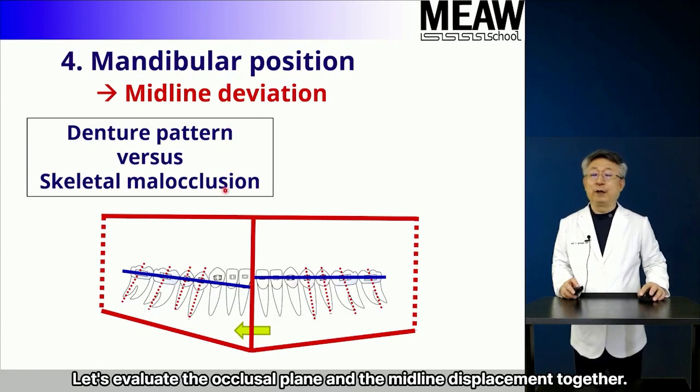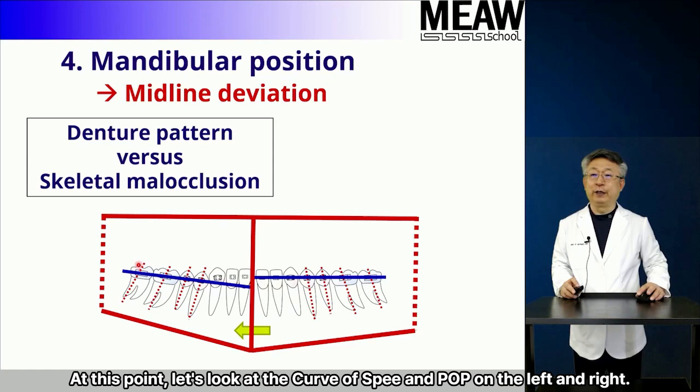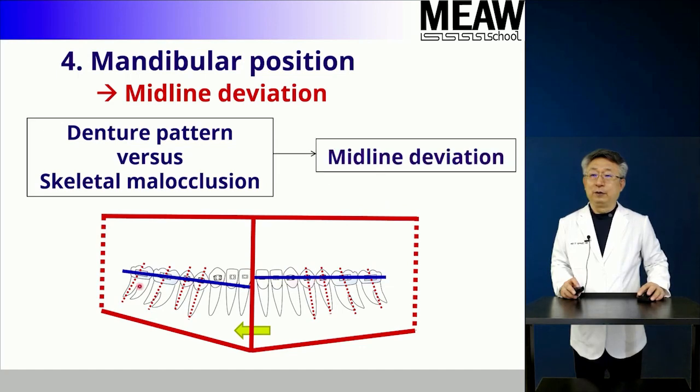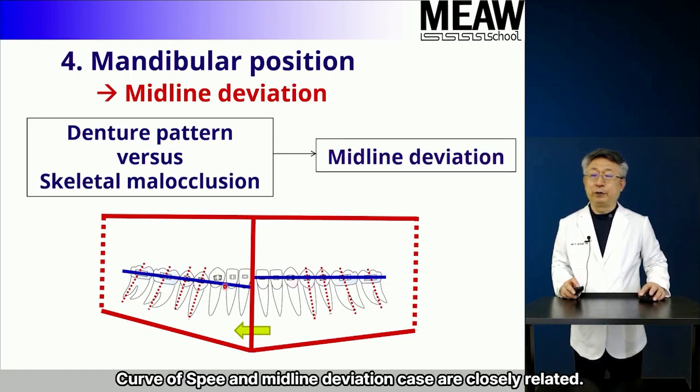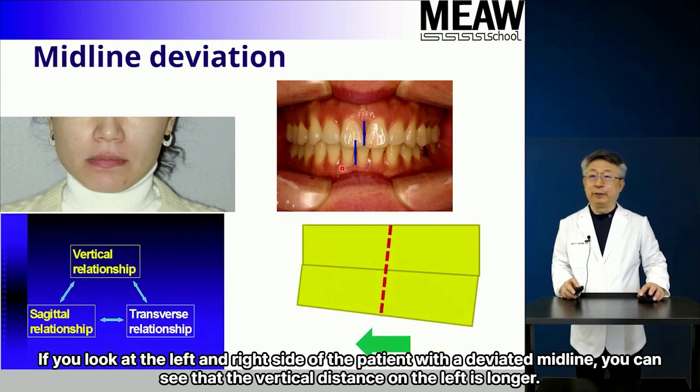Let's evaluate the occlusal plane and the midline displacement together. In this patient, the mandible has been displaced to the right. At this point, let's look at the curve of Spee and POP on the left and right. The curve of Spee and midline deviation are closely related. If you look at the left and right sides of the patient with a deviated midline, you can see that the vertical distance on the left is longer.